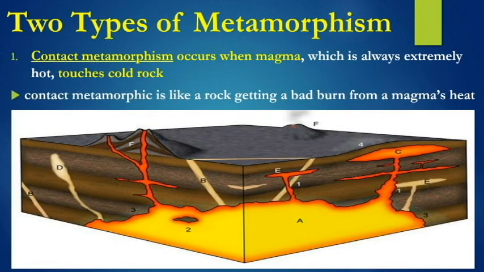Now, some metamorphic rocks only require heat. So you take a magma, which is super hot liquid rock, you touch it to a cold rock, the rocks that are around it, and you burn it. You burn the rock. That's contact metamorphism. It's when magma touches cold rock. And yeah, like it says in the notes here, it's like a rock getting a bad burn.